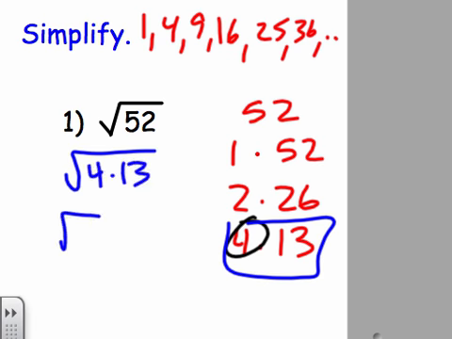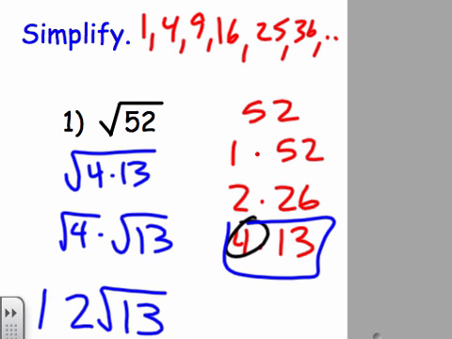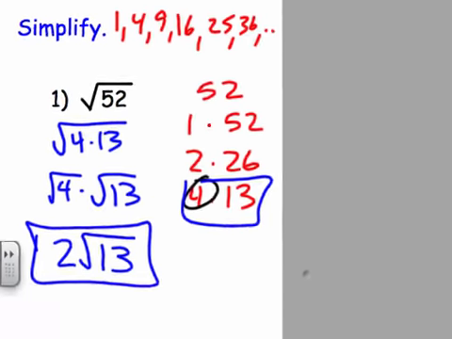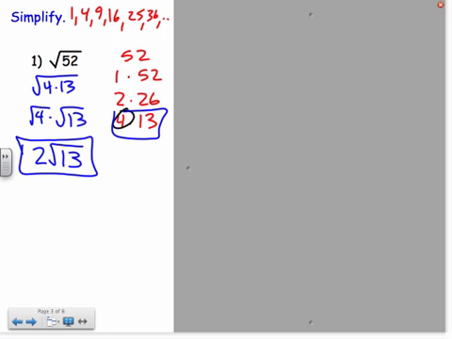Because I can break this up, I can take the square root of 4 times the square root of 13, just what we talked about. The square root of 4 is 2, so now I can write 2 times the square root of 13, which is my simplified form. If I took the square root of 13, I'm going to get a never-ending decimal, and if I round it, I'm not exact anymore. So this is an exact answer: 2 times the square root of 13. If I take that out of the calculator and round, now I'm approximating it, and I want to be exact.